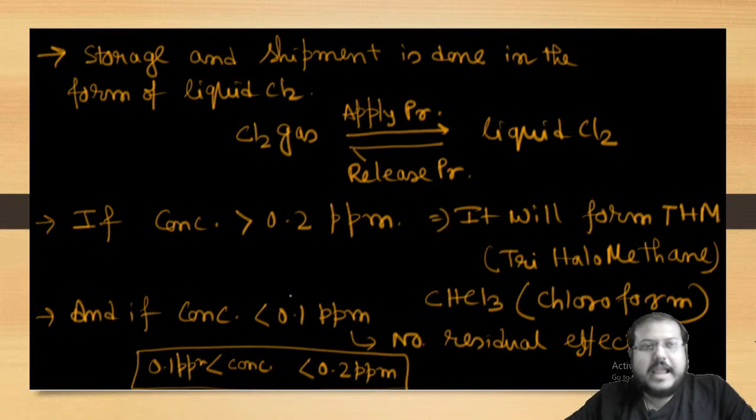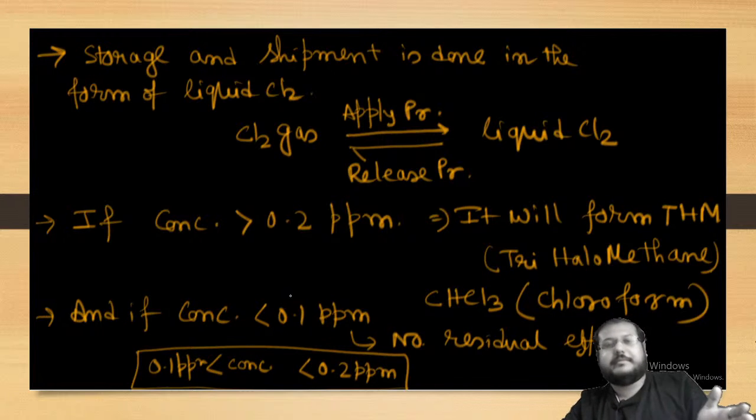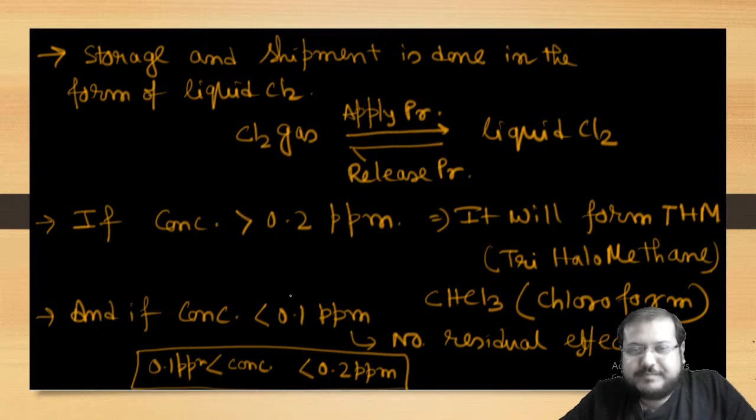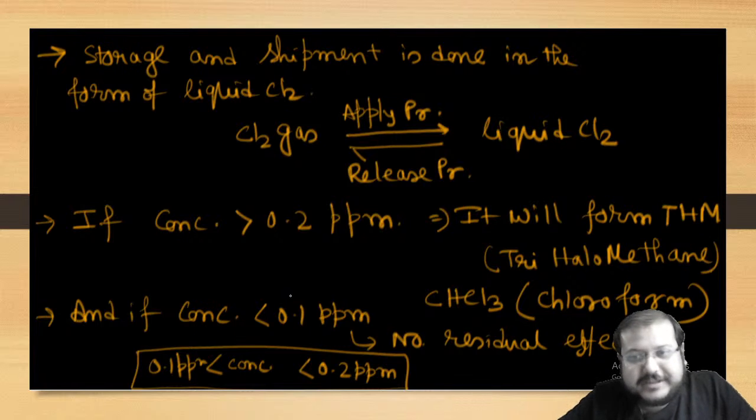Everything is good, but the problem is storage and shipping. Chlorine gas is stored in liquid form, and if you release the pressure, it becomes chlorine gas. But the basic problem is, if the concentration is more than 0.2 ppm, it will form trihalomethane, THM.